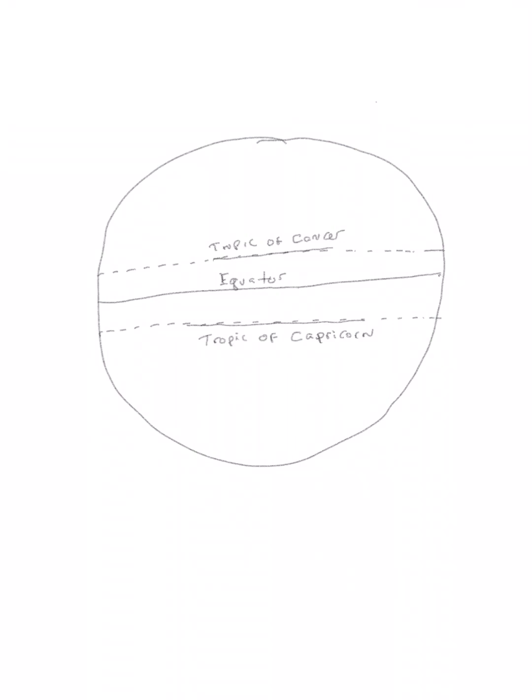The Tropic of Cancer, which is north of the equator: on our first day of summer, the light is at its highest angle at the Tropic of Cancer. On our first day of fall and spring, the sun is at its highest angle at the equator. On our first day of winter, the sun is at its highest angle at the Tropic of Capricorn.